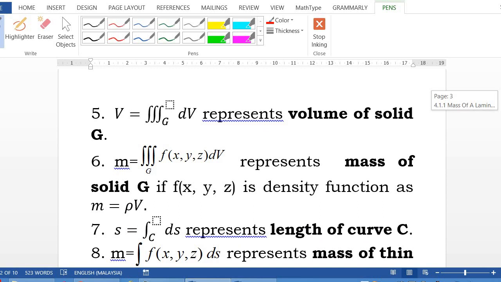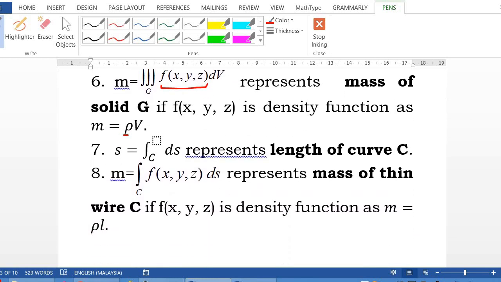You have also learned the triple integral. The triple integral of 1 dV over the solid G represents the volume of that solid G. If the integrand is f(x,y,z), representing the density function, this represents the mass of solid G, because mass is density times volume. However, that is for a constant density, whereas here we have a non-homogeneous density function.